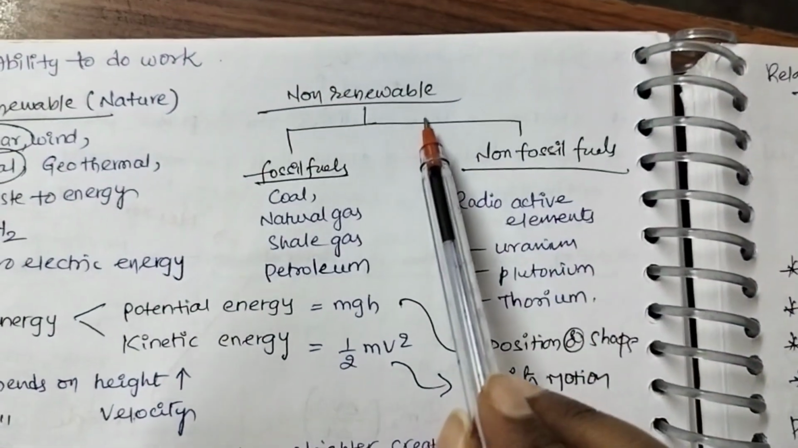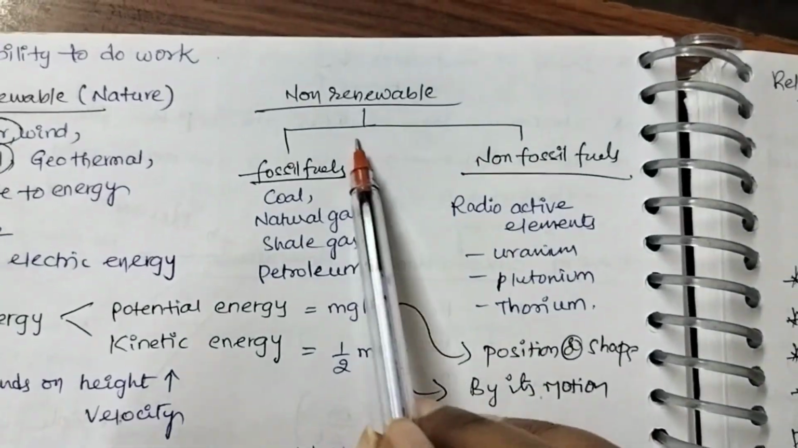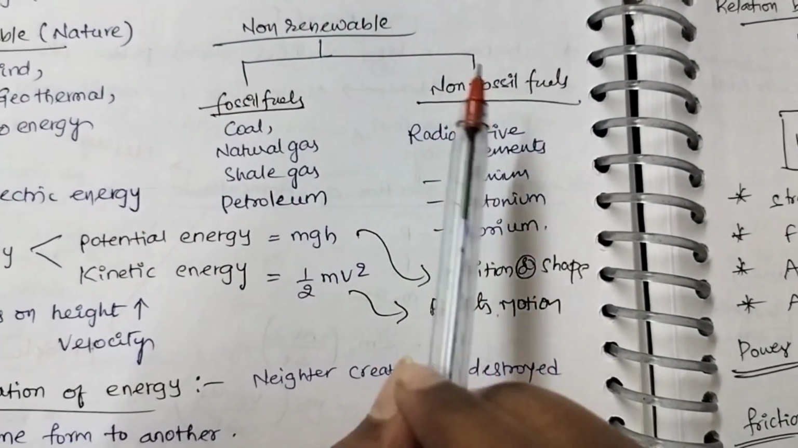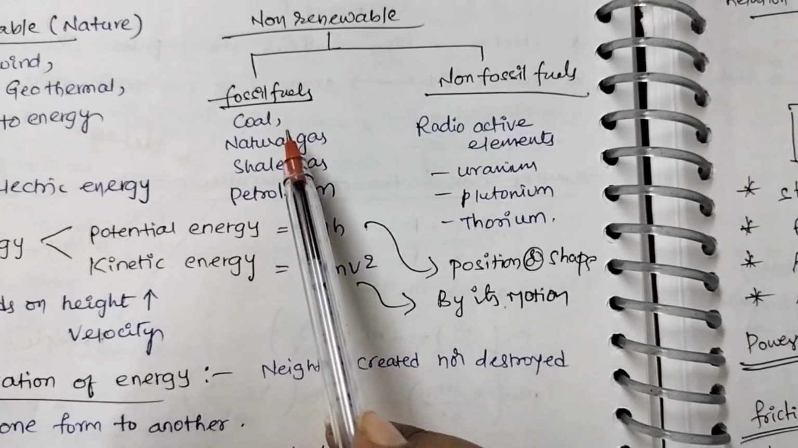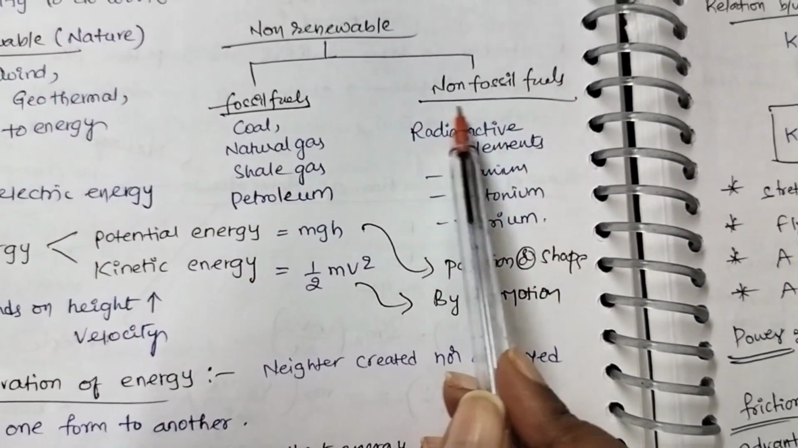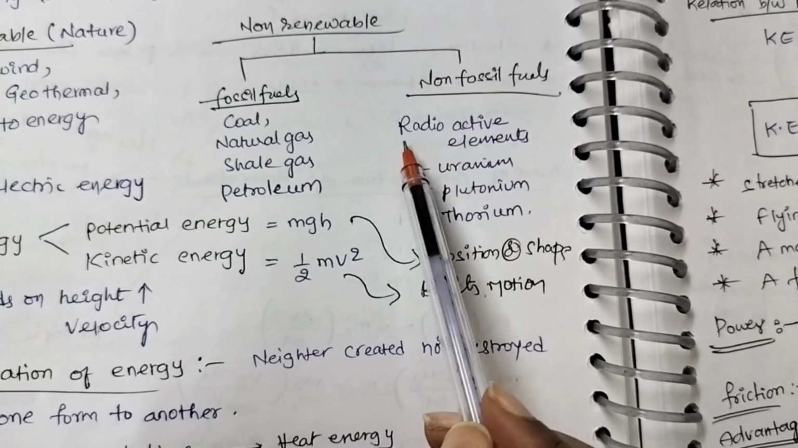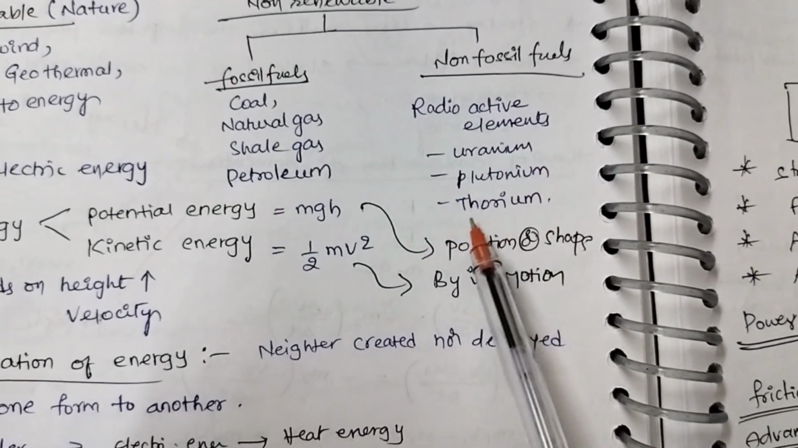When it comes to non-renewable energy, again these are classified into two types: fossil fuels and non-fossil fuels. Examples of fossil fuels are coal, natural gas, shale gas, petroleum, etc. Whereas non-fossil fuels are the radioactive elements, which are uranium, plutonium, thorium.